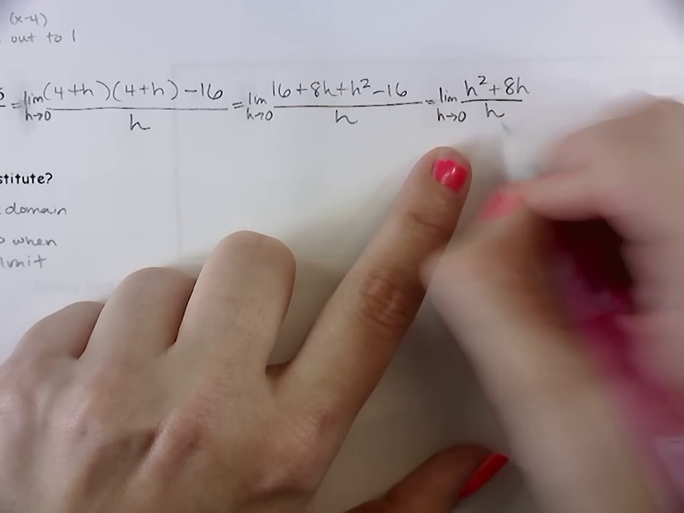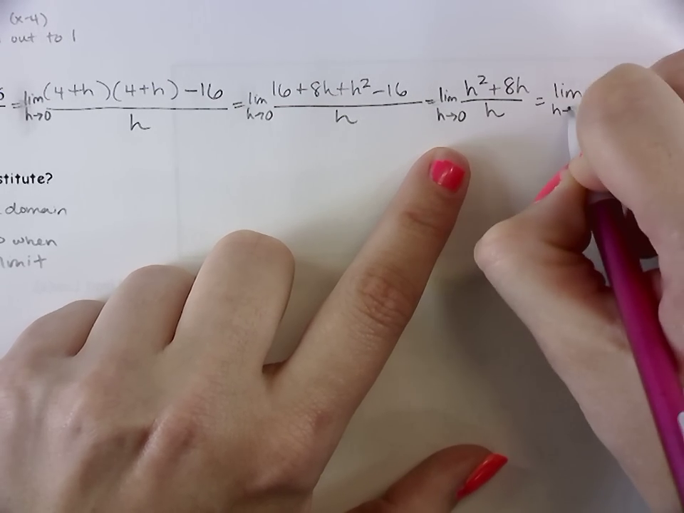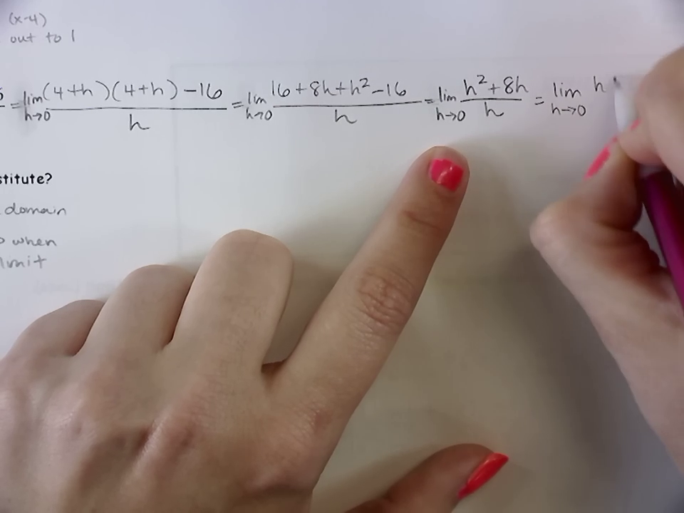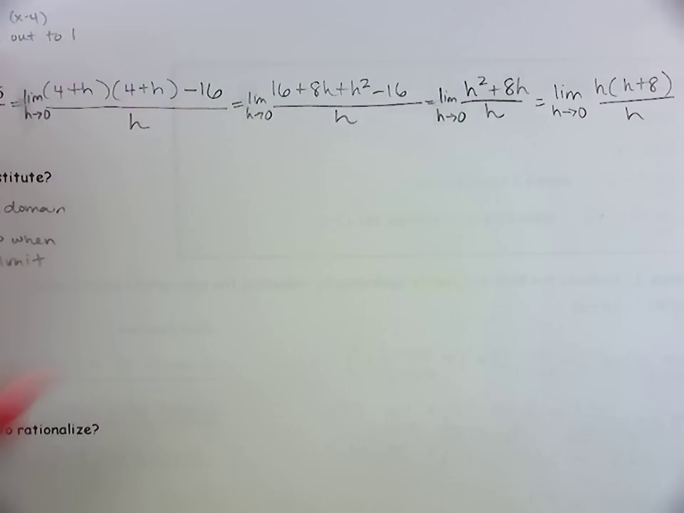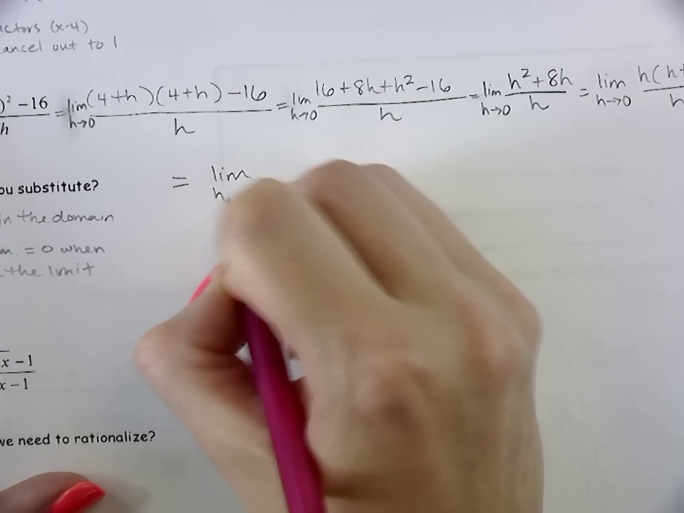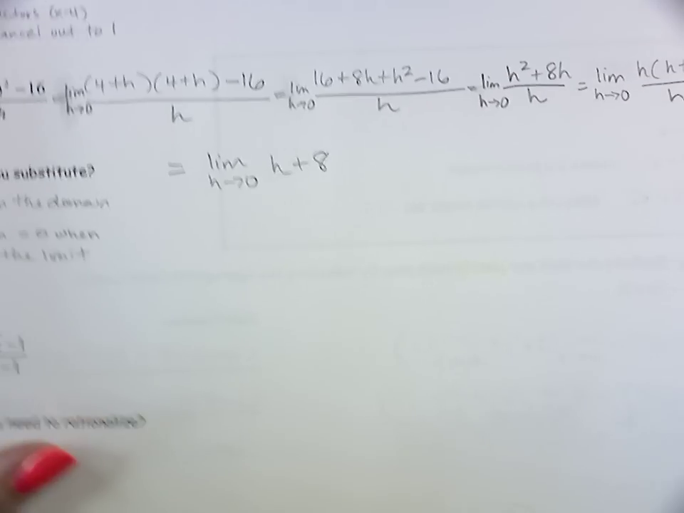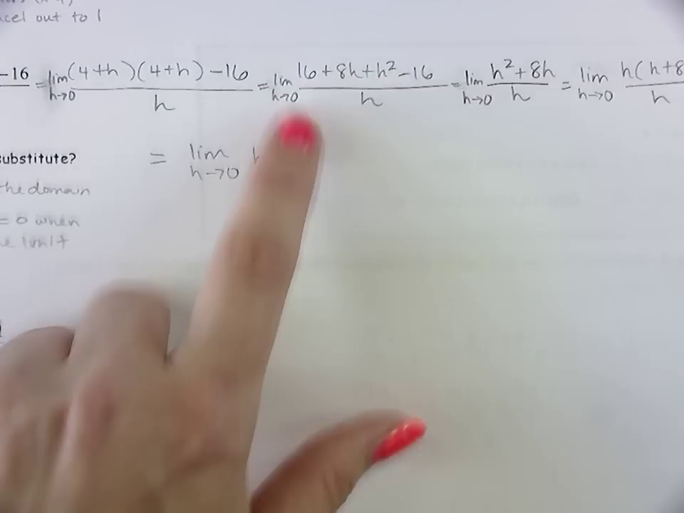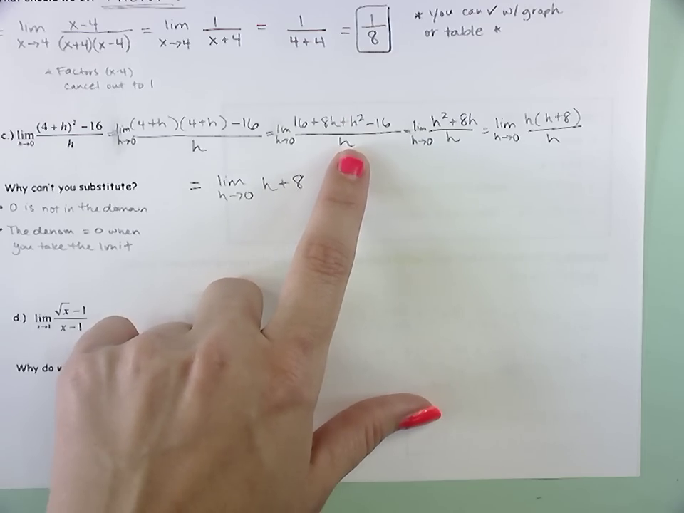You can also think of it as factoring out the h, right? If you factor out the h on the top, then those will cancel. And then you'll have the limit, h goes to 0 of h plus 8, which we still can't plug the 0 in any of these steps. If I plug in 0 here, I have 0 in the denominator. Same thing with all of these.